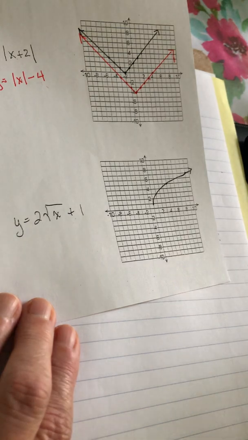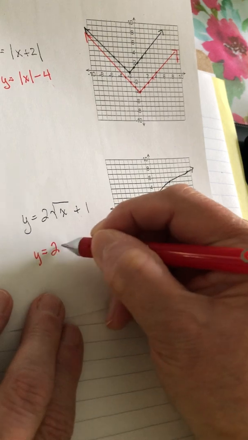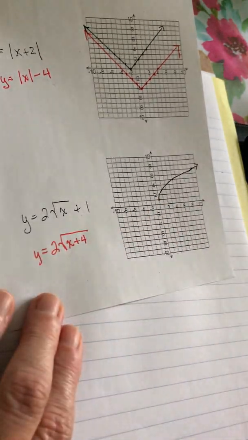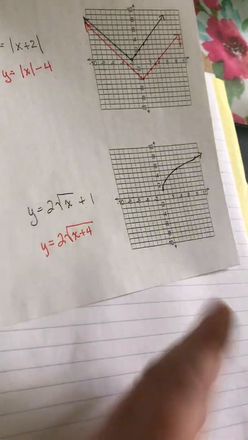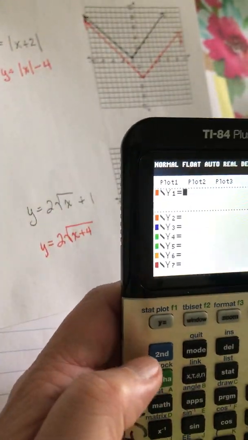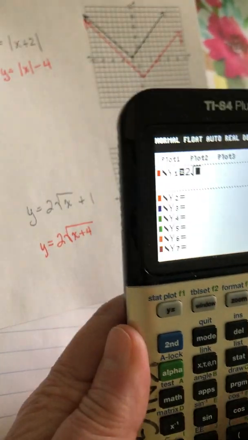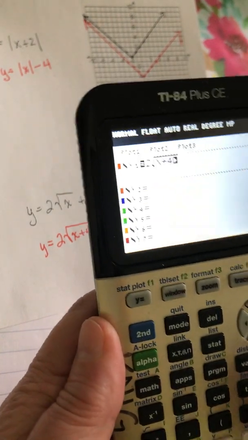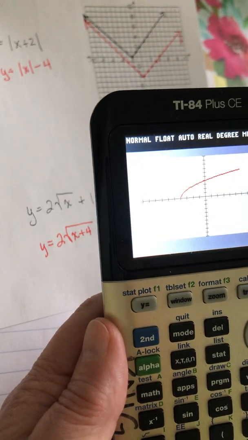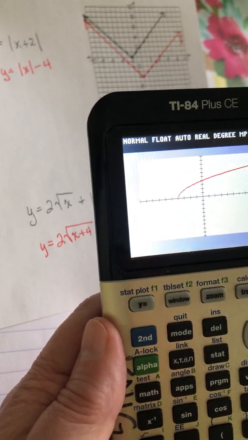Now, if I had y equals 2 times the square root of, let's put x plus 4, because we want it to look a little bit different, okay? If I did this one, okay, go back to y equals, clear, 2 second square root x plus 4, arrow out, okay? Look at the difference. It moved it over. This is in quadrant 2.